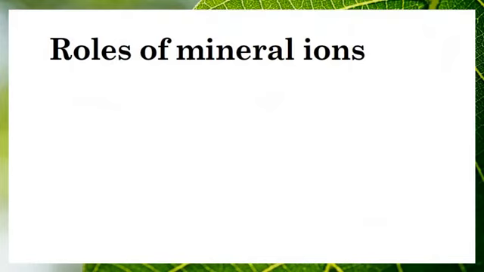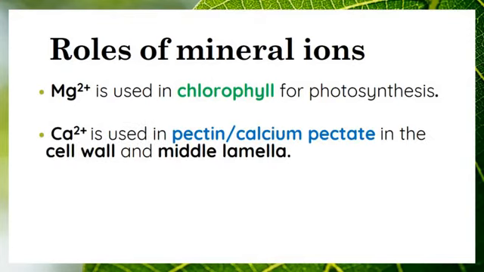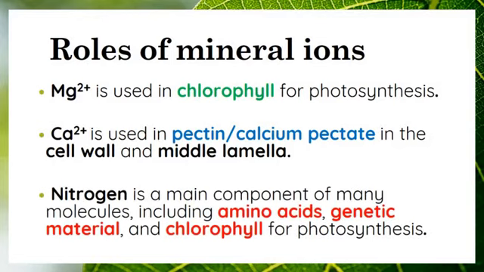So, let's look at what our mineral ions are used for in plants, the ones that they tell us about on the spec. So there's magnesium ions, and they're used in chlorophyll for photosynthesis. There's calcium ions, which are used in pectin, or you might know it as calcium pectate, in the cell wall and the middle lamella. And finally, there is nitrogen, and nitrogen is the main component of many different molecules that you'll find through animal and plant cells. So amino acids and DNA, your genetic material, are really important. You have nitrogen, but also chlorophyll again for photosynthesis.